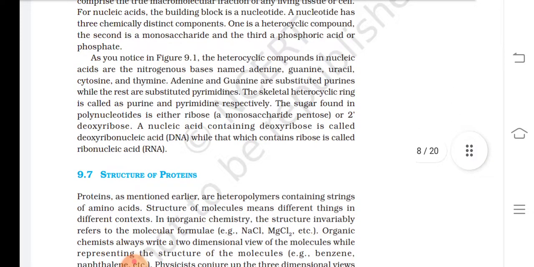As you notice in figure 9.1, the heterocyclic compounds in nucleic acids are the nitrogen bases named adenine, guanine, uracil, cytosine, and thymine. Adenine and guanine are substituted purines, while the rest are substituted pyrimidines. The skeletal heterocyclic rings are called purine and pyrimidine, respectively. The sugar found in polynucleotides is either ribose, a monosaccharide pentose, or 2-deoxyribose. A nucleic acid containing deoxyribose is called deoxyribonucleic acid, DNA, while that which contains ribose is called ribonucleic acid.